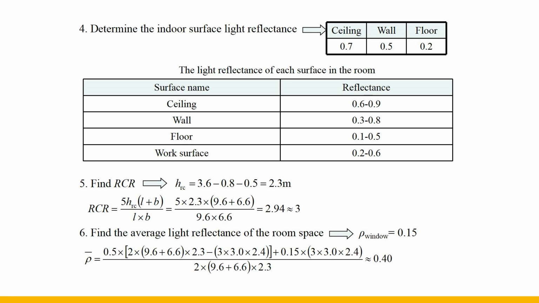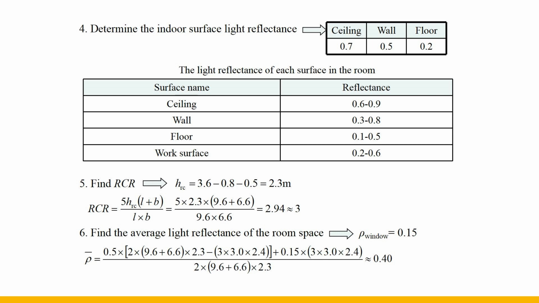Fourth step, determine the light reflectance of interior surface. Find that the ceiling is 0.7, the wall is 0.5, and the floor is 0.2. Fifth step, find the room space ratio RCR. The calculated height of the lamp HRC is equal to the room net height of 3.6 minus the desk height of 0.8. And then minus the lamp hanging height of 0.5, which is equal to 2.3 meter.